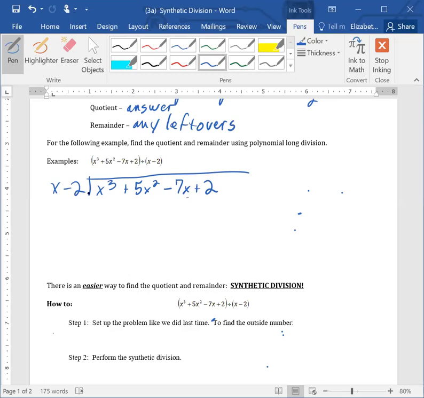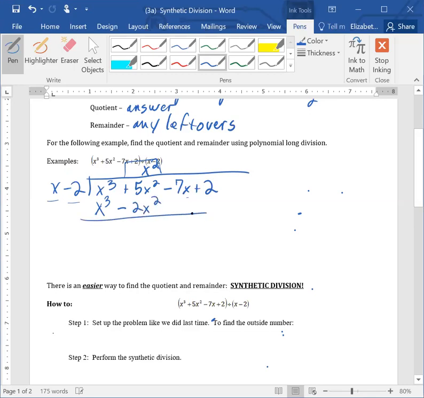All right, so then we're going to do our first thing. We're going to put our first number over the top. We're going to say x times what equals x cubed. Remember, that's x squared. We're going to put that on top. And then we're going to multiply just like in regular division. x squared times x is x cubed. And x squared times negative 2 gives me negative 2x squared.